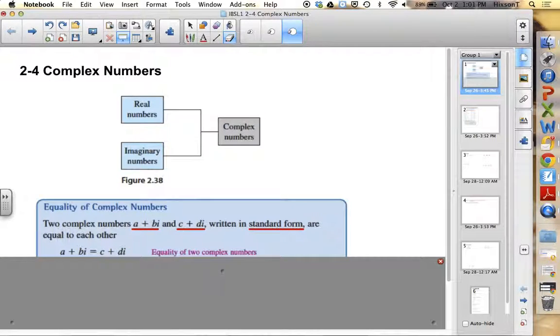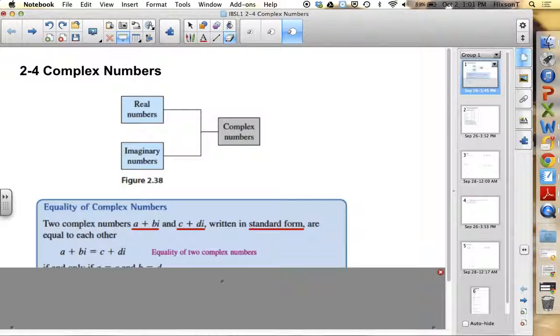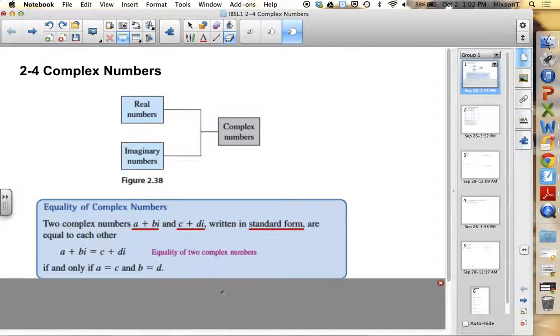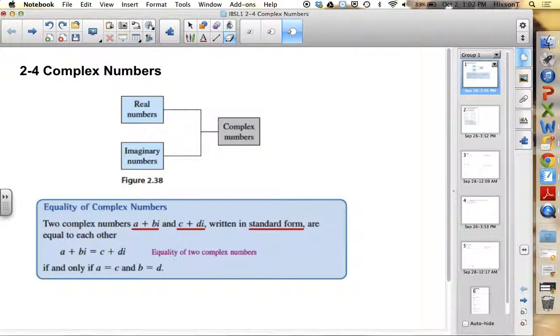Now, in order for two complex numbers to be equal, the real parts have to be equal and the imaginary parts have to be equal. All right, and that's kind of obvious, but you might use that in certain problems where we're trying to figure out what certain values would have to be in order to get a specific complex number. You can use that concept there.